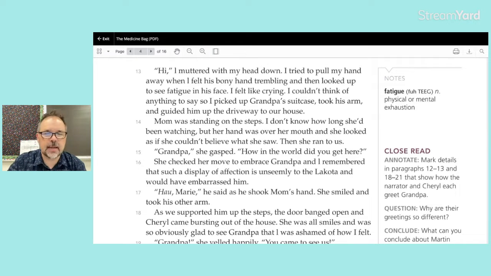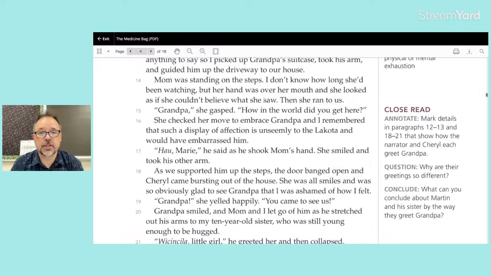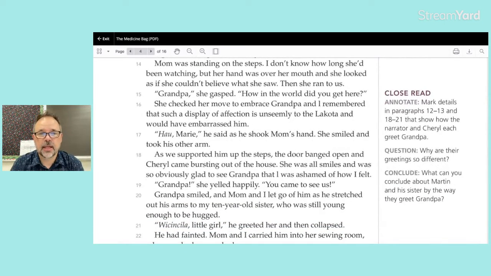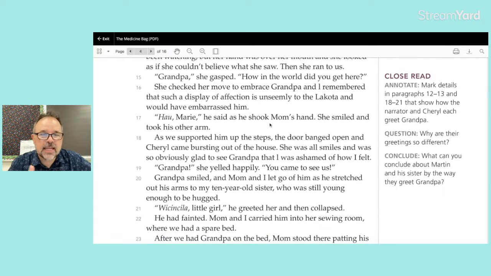Mom was standing on the steps. I don't know how long she had been watching, but her hand was over her mouth, and she looked as if she couldn't believe what she saw. Then she ran to us. "Grandpa," she gasped. "How in the world did you get here?" She checked her move to embrace Grandpa, and I remembered that such a display of affection is unseemly to the Lakota and would have embarrassed him.